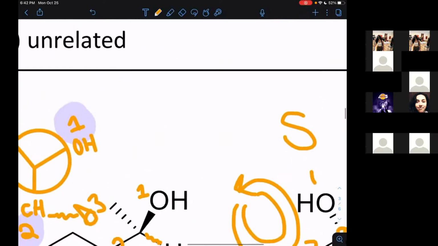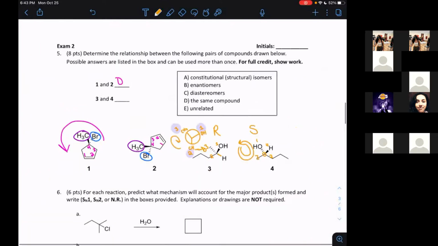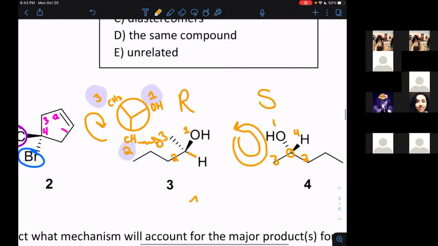Okay, so yeah, and then this one is R. So they are different, and they only have one chiral center.